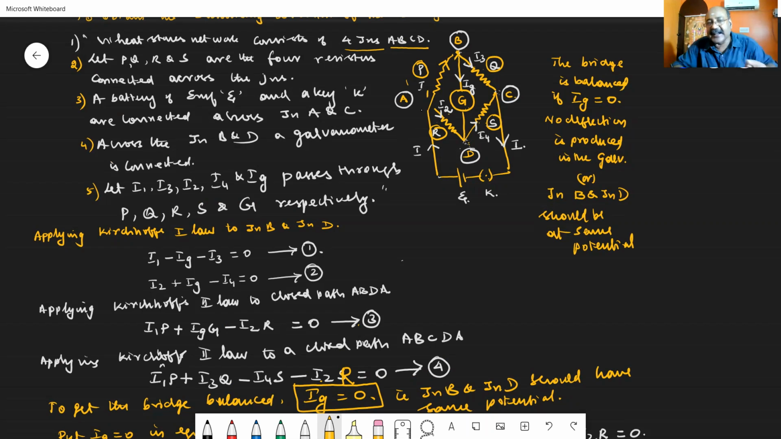Then apply Kirchhoff's second law to the loop A, B, C, D, A. What will be the answer? I1P, product of current and resistance, positive. Then I3Q positive. But I4S and I2R are in the opposite direction to the path. So they are negative. So I can write I1P plus I3Q minus I4S minus I2R is equal to 0.